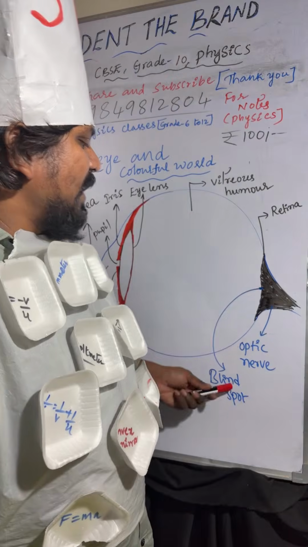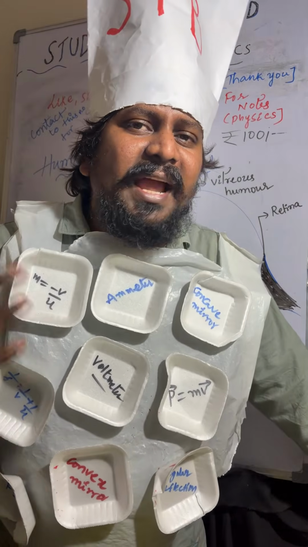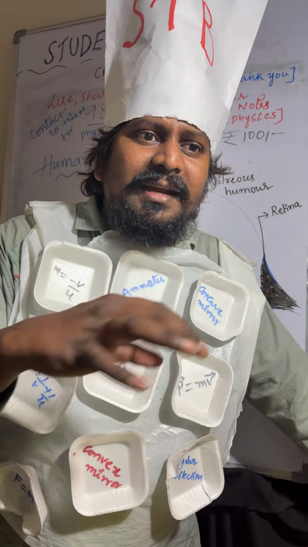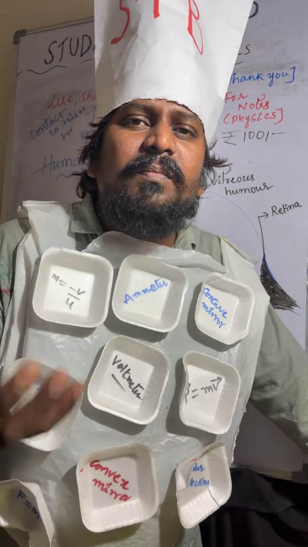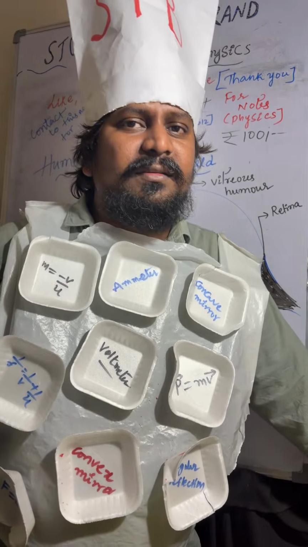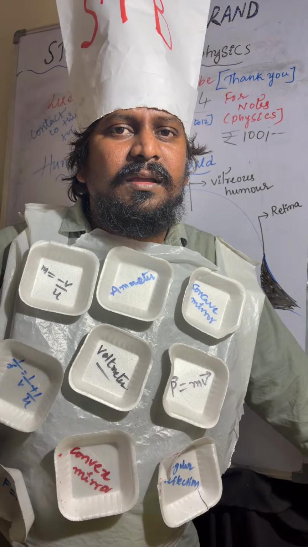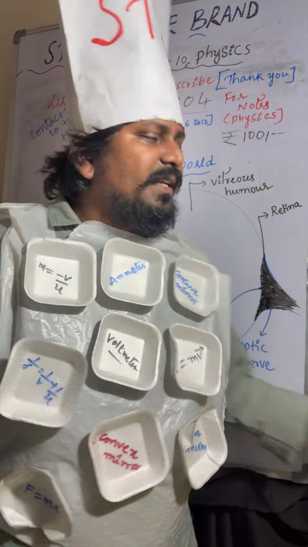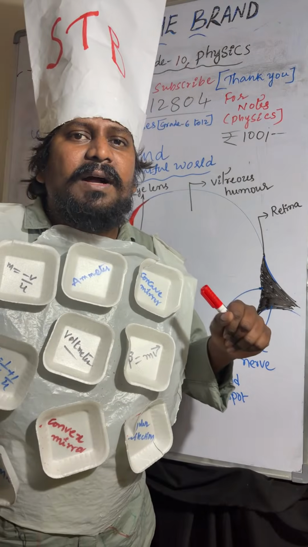Sir, what about the blind spot? Blind spot. Here, light rays will not reach this point. Light rays will not meet at this point, where all the nerves are reaching the brain. Yes, that point is called the blind spot. So this is about human eye parts and function.